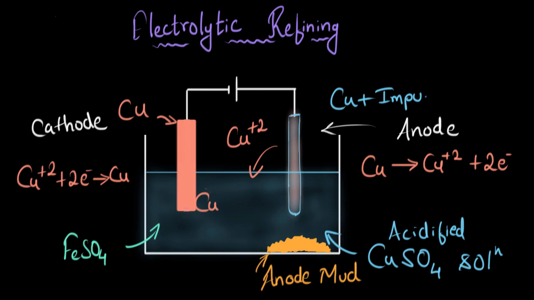So see, if you pass electricity in this case, first of all, copper ions will definitely come into the solution from the anode. But iron sulfate will also dissociate now and we will get Fe+2 ions from it. So in this solution, we now have Fe+2 ions and Cu+2 ions. And it might happen that both of these ions get deposited over here on the cathode. So finally, the scene might look something like this. We have copper and iron also on the cathode.